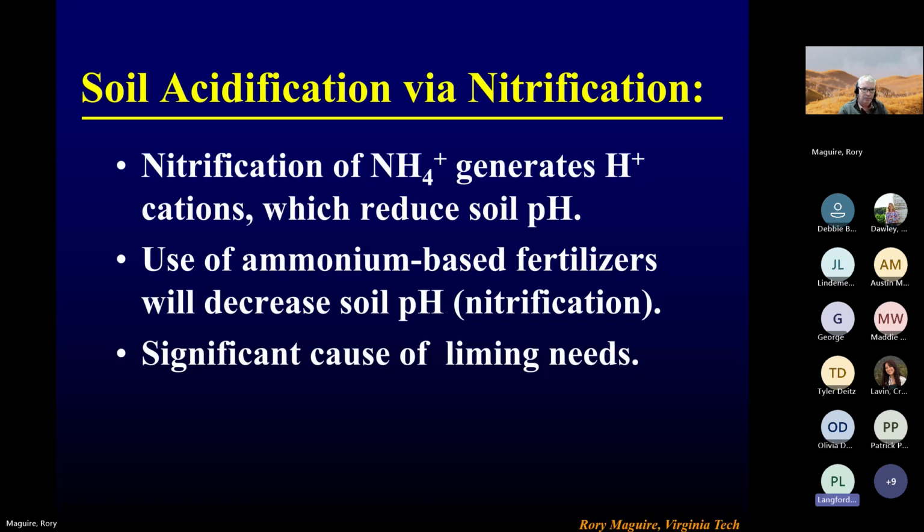And so soil acidification via nitrification. Nitrification of ammonium generates hydrogen ions like you saw with those chemical reactions in the last few slides, which will reduce the soil pH. And the use of ammonium-based fertilizers will also decrease the soil pH through nitrification. And so this is the reason why, or one of the significant causes of liming needs.